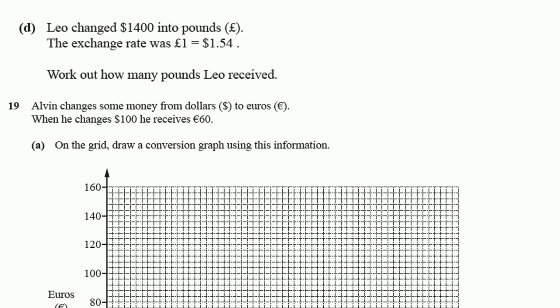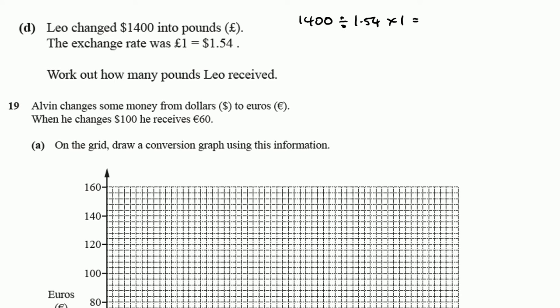Leo changed $1,400 into pounds using this exchange rate, and I want to know how many pounds he received. Well, I need to get out of my dollars, so I'm going to divide by the dollars number, 1.54. I want to get into my pounds, so I'm going to times by the pounds number, which is 1.